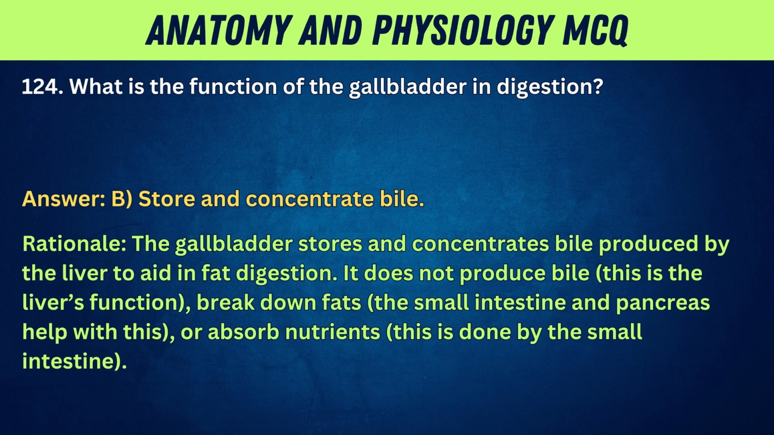Rationale: the gallbladder stores and concentrates bile produced by the liver to aid in fat digestion. It does not produce bile. This is the liver's function. Break down fats: the small intestine and pancreas help with this. Or absorb nutrients: this is done by the small intestine.